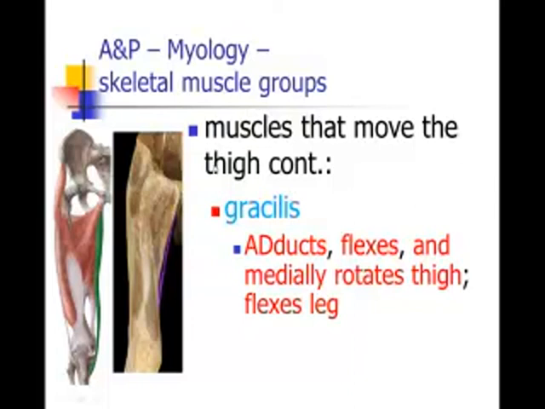Pes anserine means goosefoot. There are 3 of them. They help stabilize the knee, and the insertion on the medial side of the knee looks like a goosefoot. That's where they get their name. And that would include gracilis, sartorius, and semitendinosus.